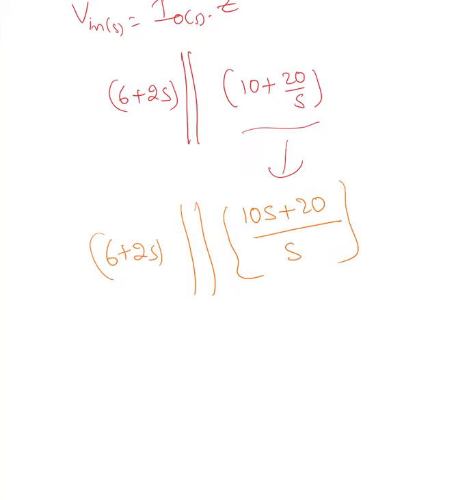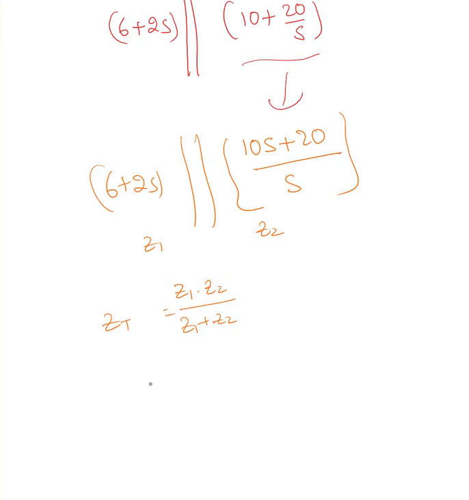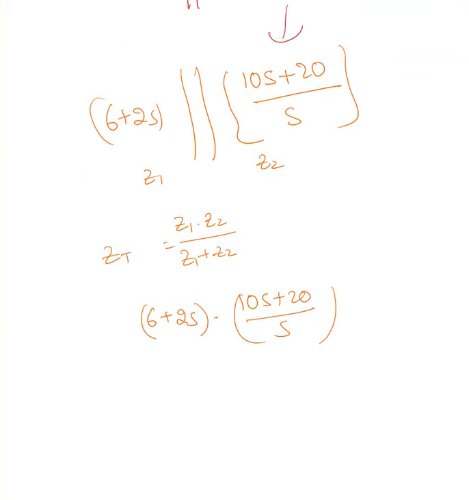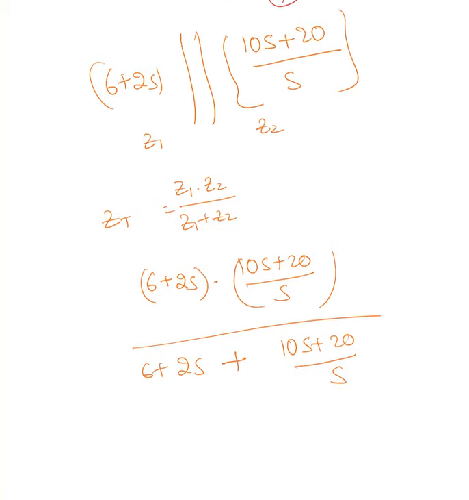Now the parallel combination, if I take this as Z1 and this is Z2, what is the parallel combination? Z1 times Z2 over Z1 plus Z2. That will give you Z total. So I need to find the Z total in this case. So 6 plus 2s times 10s plus 20 over s, and 6 plus 2s plus 10s plus 20 over s.